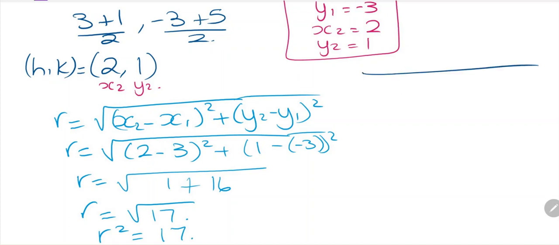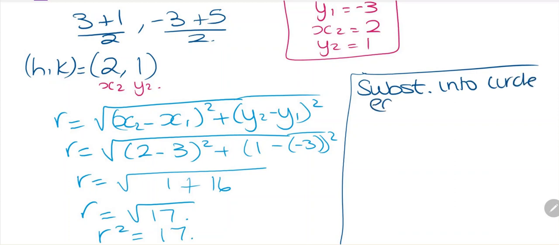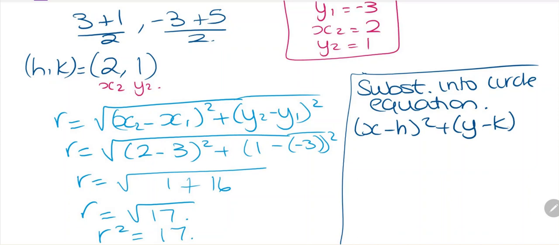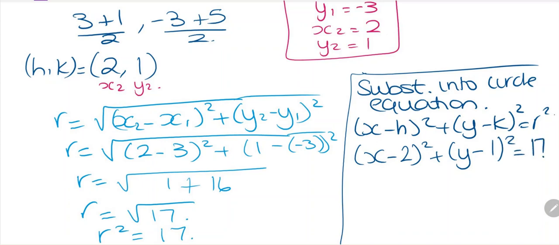Now we need to substitute these values into the circle formula, or circle equation. So we'll have (x minus h) squared plus (y minus k) squared is r squared. So h is 2, so it's minus 2 because minus h. k is 1, so it's going to be minus 1 squared, and the radius squared is 17. So there's our equation for our circle.